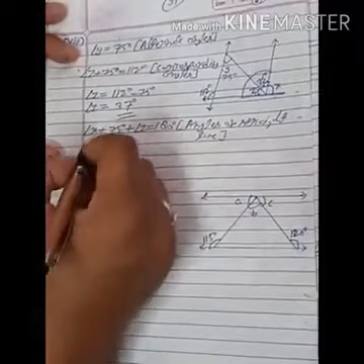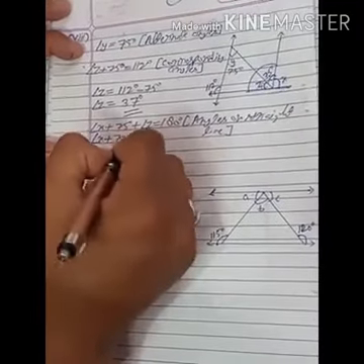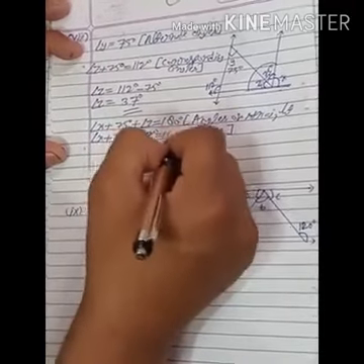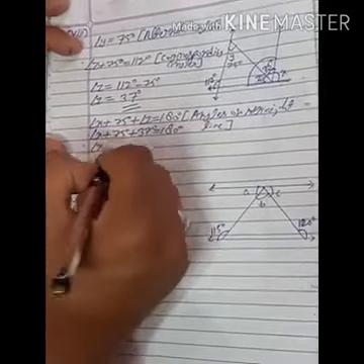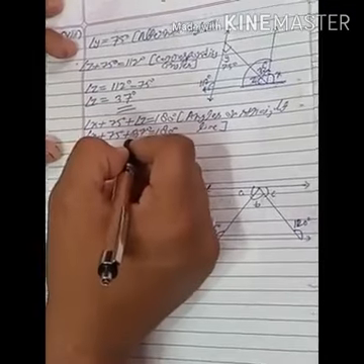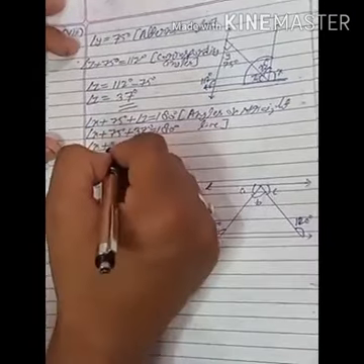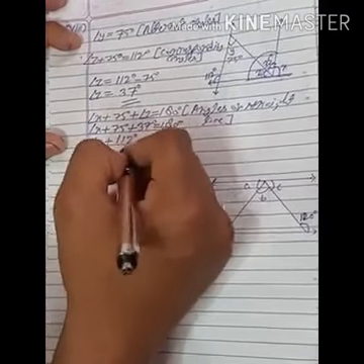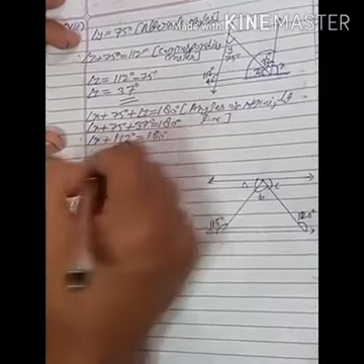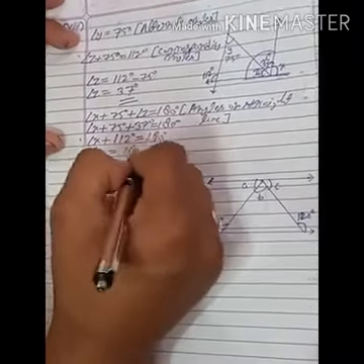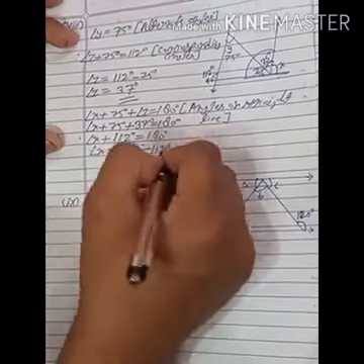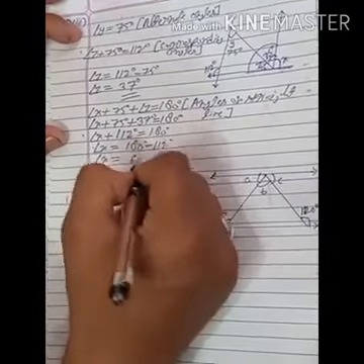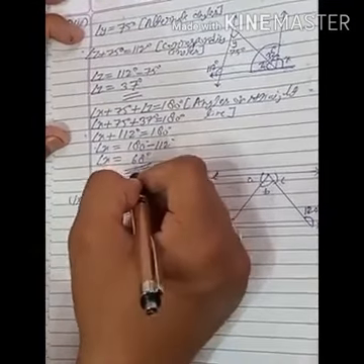So angle x, we have to find, plus 75 degrees, plus the value of z, which is coming 37 degrees, is equal to 180 degrees. Angle x plus 75 plus 37 will come 112 degrees. 112 is equal to 180 degrees. So angle x is equal to 180 degrees minus 112 degrees. So angle x is equal to 68 degrees. So the value of x is coming 68 degrees.